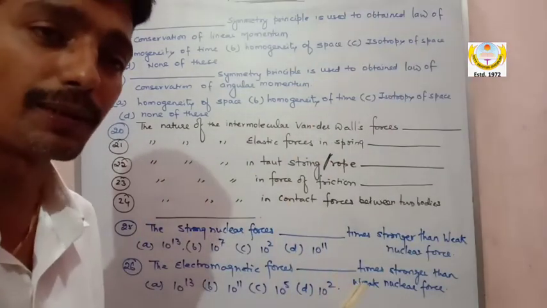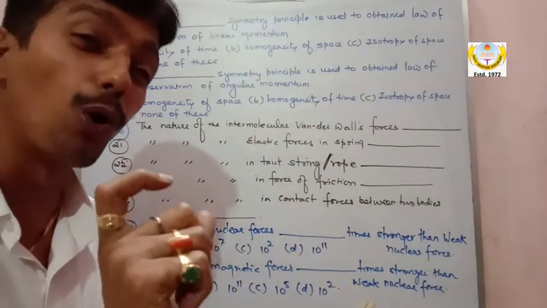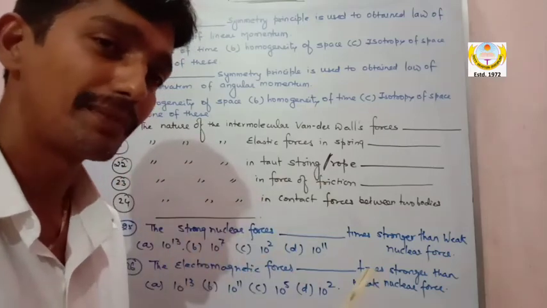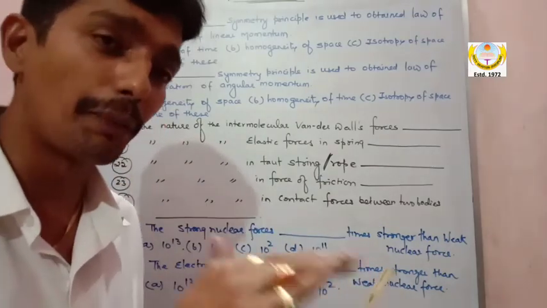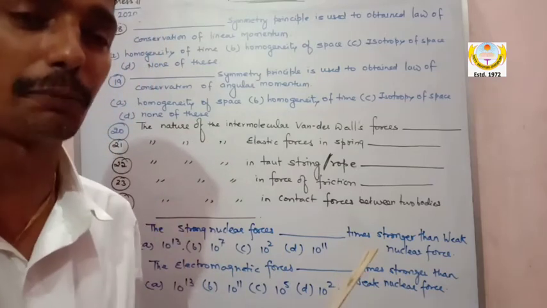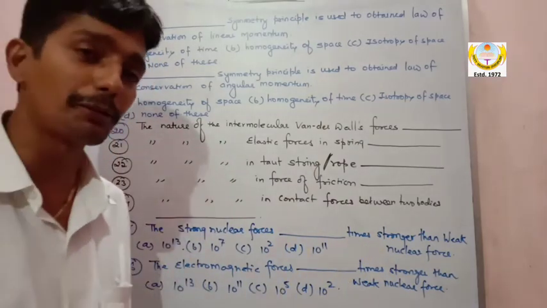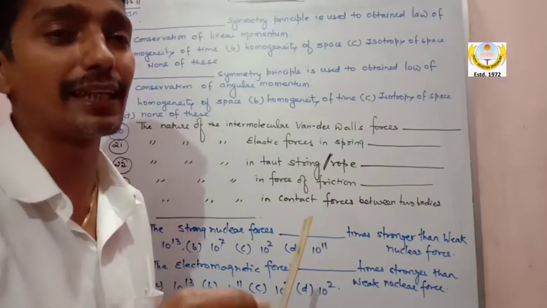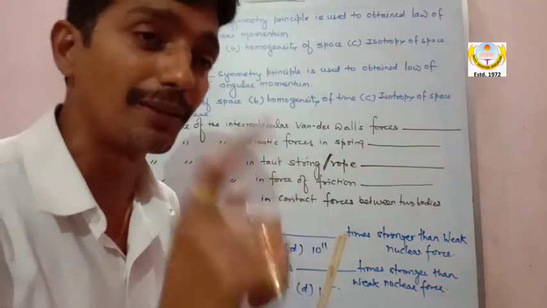What is homogeneity of space? Sir, there is no preferred location in space. There is no preferred location in space, and my dear, that is called homogeneity of space. And what is isotropy of space? Sir, isotropy of space is that there is no preferred direction.